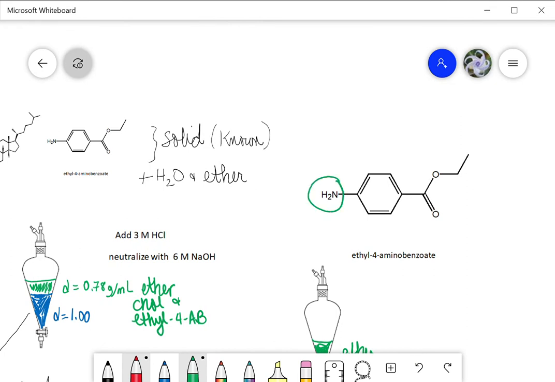So this amine has the ability to be protonated. If I add HCl to this, I will get a protonated amine. And when I change the charge on an organic compound, I make it much more soluble. When I turn this into a protonated amine, nothing else will happen to the rest of the 4-amino benzoate.